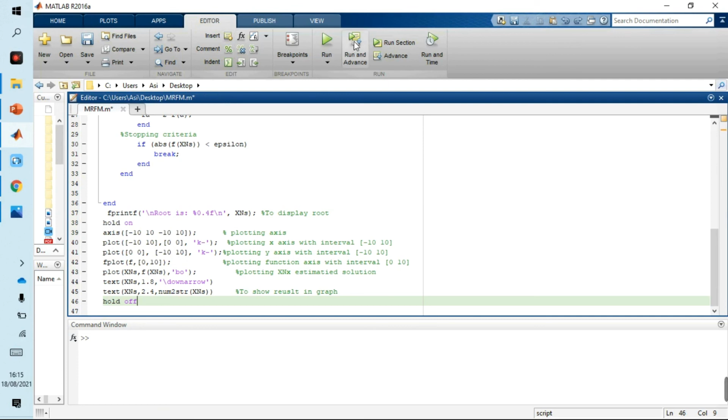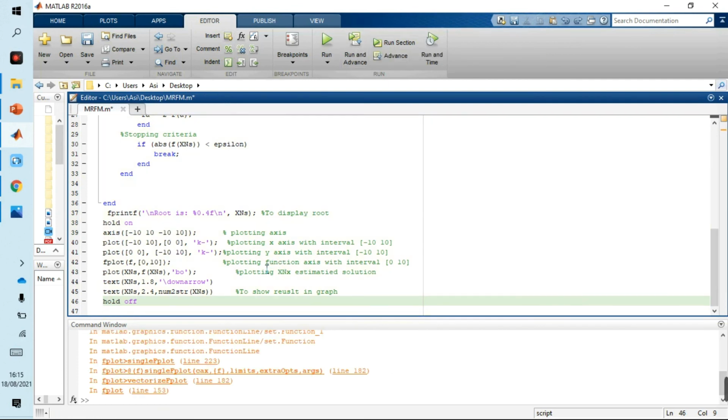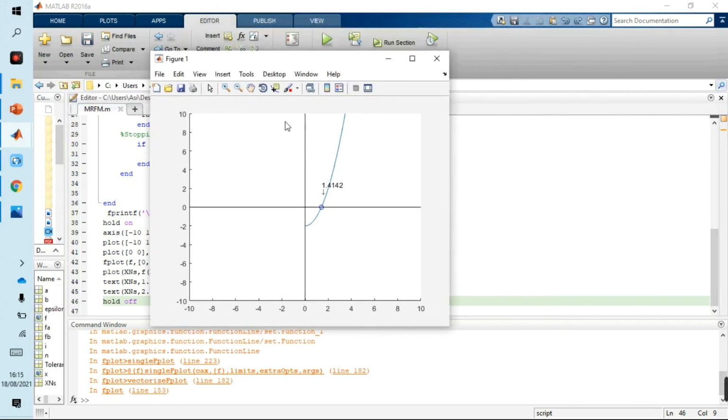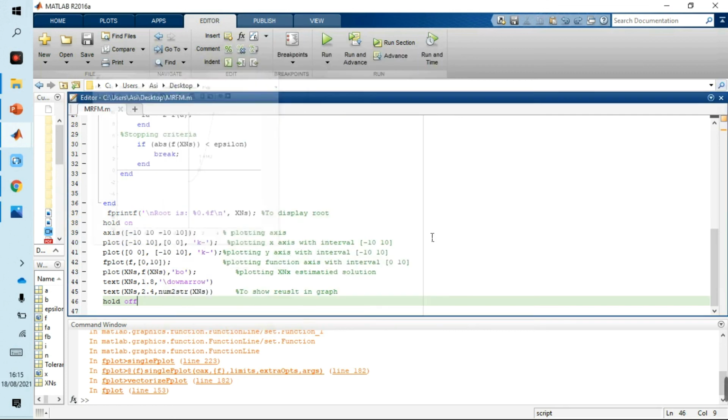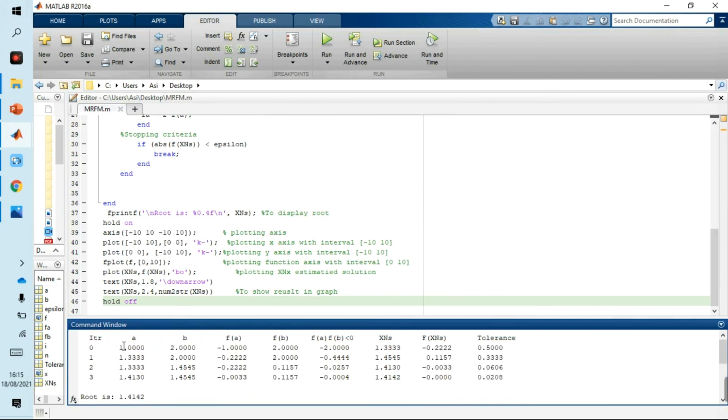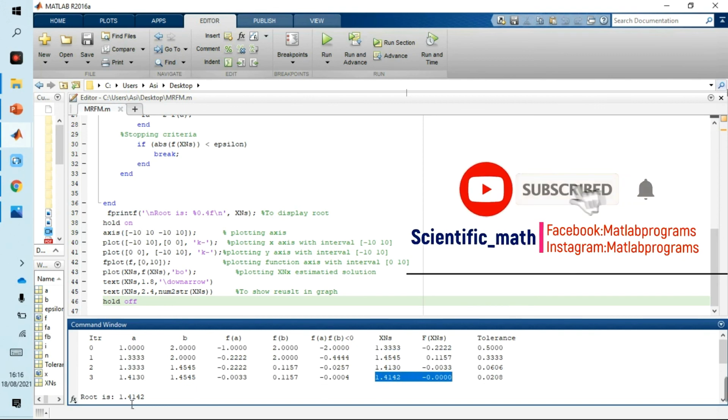So let's run our MATLAB code. Yes, and this is the graph of our function, and this is root 1.4142, and the function intersects the x-axis at this point 1.4142. That is our root. So these are all iterations. This is our 0th iteration, and 1, 2, and 3 iterations, and these are the intervals, the first interval, second interval, third interval, and this is the fourth interval. And we can also check the details of the example, and this is the tolerance in our solution, and at this estimated solution, the value of the function is completely zero. So this is our final solution or the root of the function.